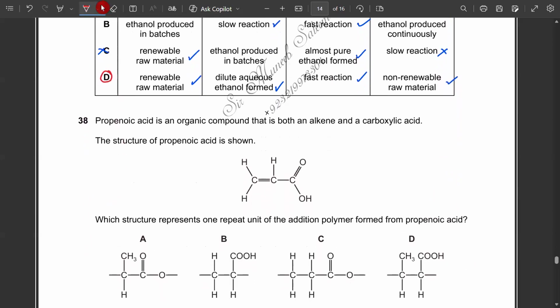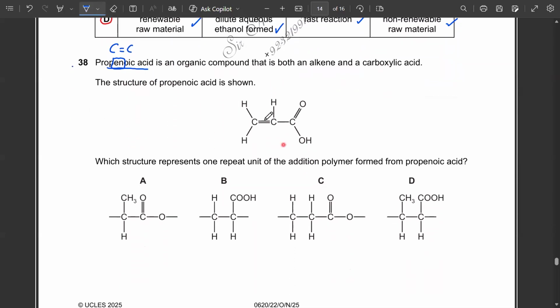Then 38, propenoic acid. Mind it, this is propenoic, not propanoic acid, because the word 'en' means a carbon-carbon double bond. It is an organic compound that is both an alkene and a carboxylic acid. The structure of propenoic acid is given. You can see the carbon-carbon double bond is present and there is a carboxylic group. It means this compound has 2 functional groups at the same time.